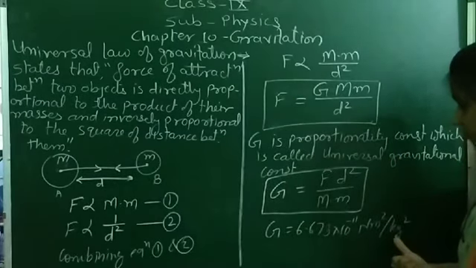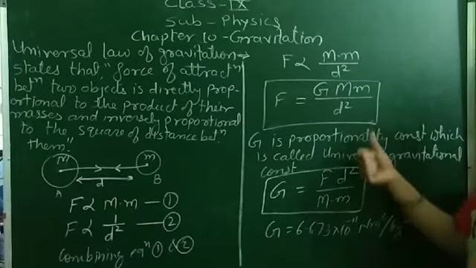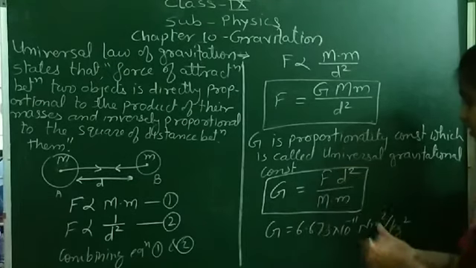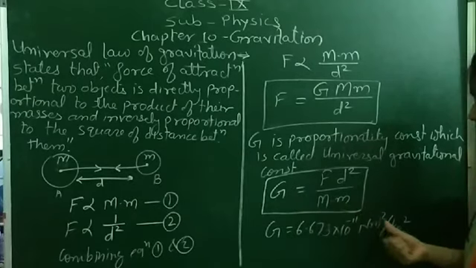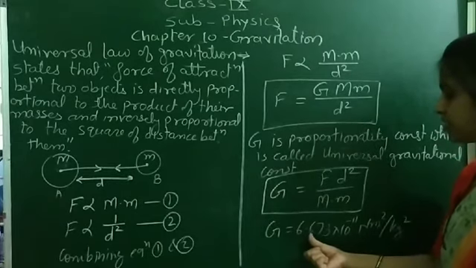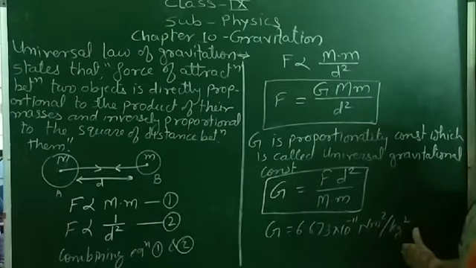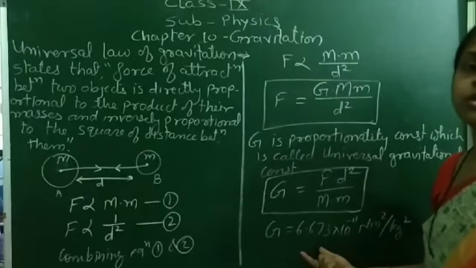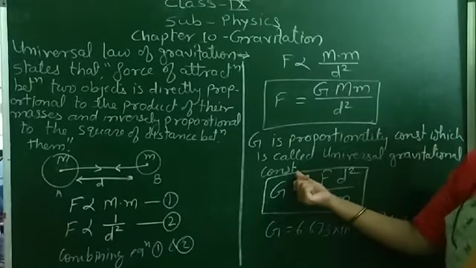And what is the SI unit of universal gravitational constant? That is Newton meter square per kg square, because here force is measured in Newton and distance is measured in meter square, and mass is m into m, therefore kg square. So the value of universal gravitational constant is 6.673 into 10 raised to the power minus 11 Newton meter square per kg square. So this value of G remains constant all over the universe. It never gets changed, and therefore it is called universal gravitational constant.